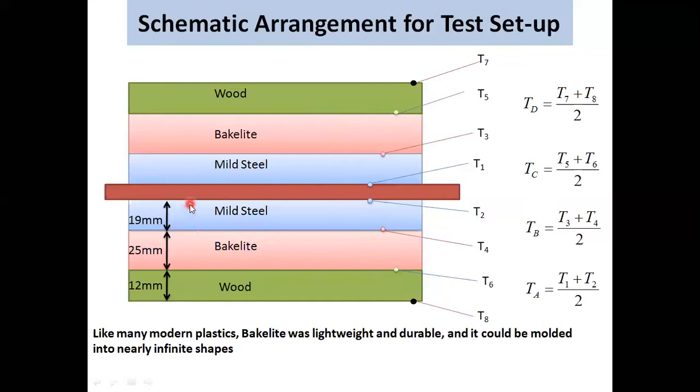Now the thickness of this slab for mild steel is 19 mm, for bakelite is 25 mm, and wood is 12 mm. And these plates are actually circular plates. So the radius of all the plates is 200 mm, that we will see later on. So these are the arrangement of thermocouples to measure the temperature. We will measure a total of 8 temperatures.